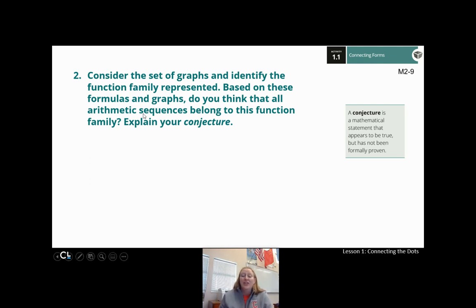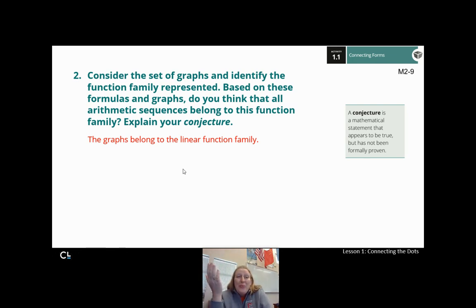All right, so first of all, I hope you noticed these graphs all belong to the linear function family. They all made straight lines. They were dots, but if I were to connect the dots, they all would have made straight lines.